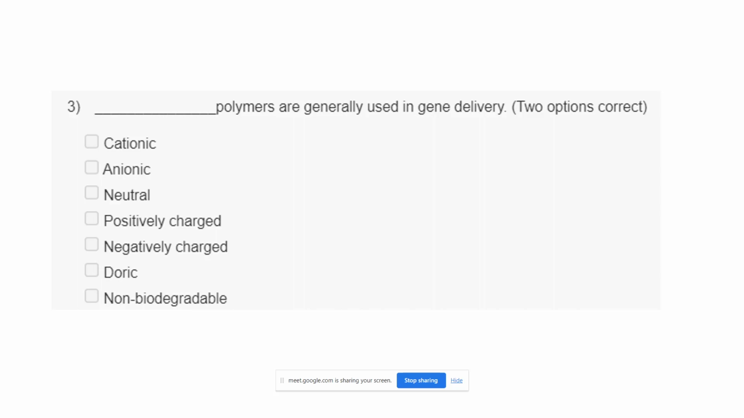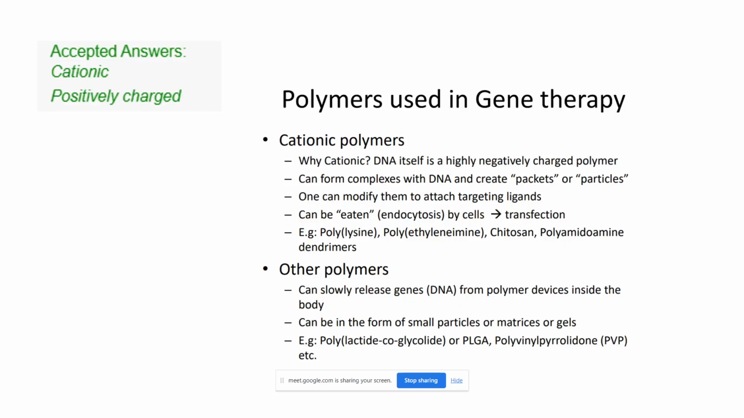Okay, so those who answered cationic and positively charged, it is the correct answer. Cationic polymers or positively charged polymers are basically used in gene therapy because DNA itself is a very highly negatively charged polymer, so it can form a complex with the positively charged or cationic polymers to form packets or particles, and these can then be endocytosed by the cells.